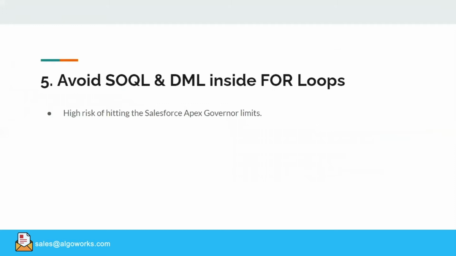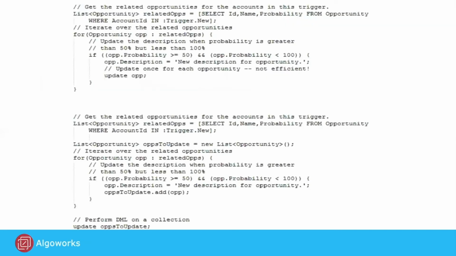Further, the fifth point is to avoid SOQL and DML statements inside for loop. Again, we have covered one part of it in the previous example, but let's cover it as well. To minimize the risk of governor limits, we should not make SOQL and DML statements inside the for loop. In this example, you can see we are making the DML statement inside the for loop. We are iterating through a list and then making the update on opportunity inside the for loop. That's not a correct one.